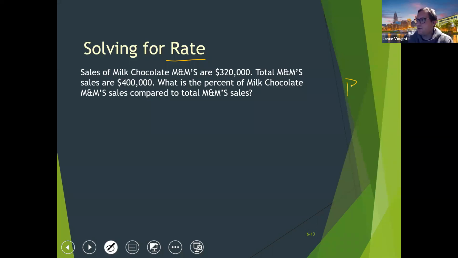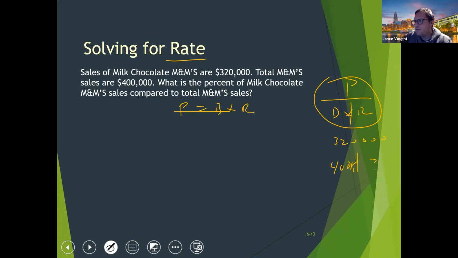So if we have our P over B times R relationship, we know this is 320. We know this is 400K. And we don't know what that is. And so if we know P equals B times R, we're trying to find R, then that means R is equal to P over B. And we know that R is equal to 320,000 over 400,000. And so that is going to give us 0.8 is equal to R.